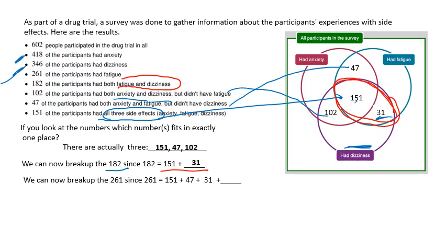We can now go and work with the 261. For 261, that is the fatigue group right here, right? The fatigue group right here. There's only one place missing. So if you take all these other numbers here, we're missing one number that has to give us 261. That one number is 32.